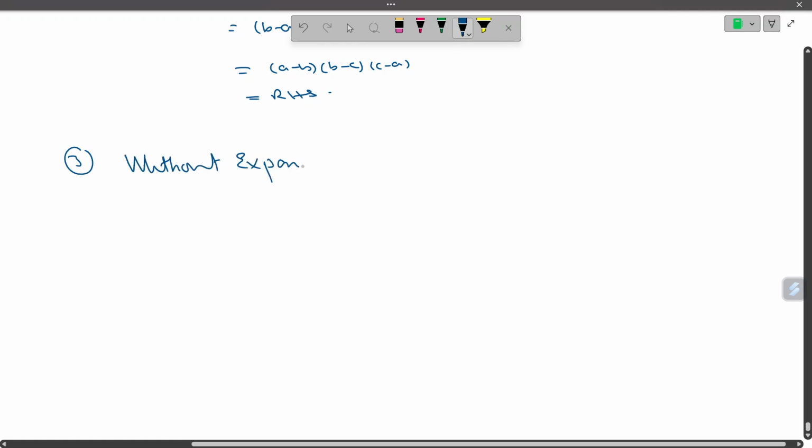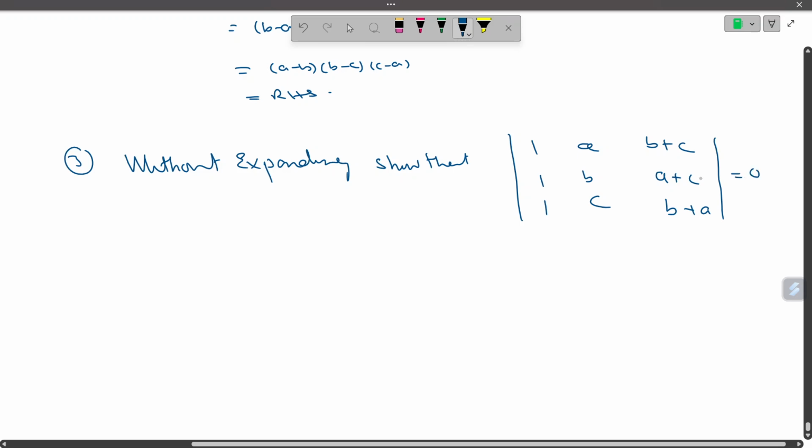Without expanding, show that the determinant with rows 1, 1, 1; A, B, C; B plus C, A plus C, B plus A is equal to 0. Without expanding, you have to show.